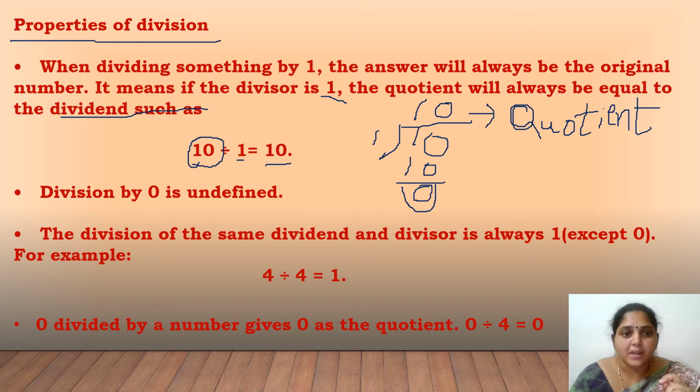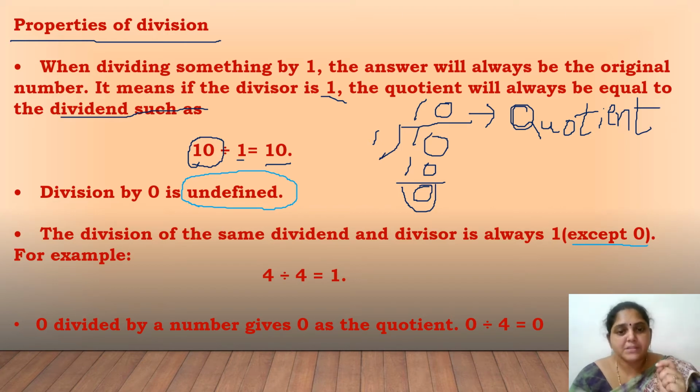Now, the second property. Division by 0 is undefined. Division with 0 is undefined. Nobody has defined what number we will be getting when it is divided by 0. Now, the third one: the division of the same dividend and divisor is always 1, except 0.